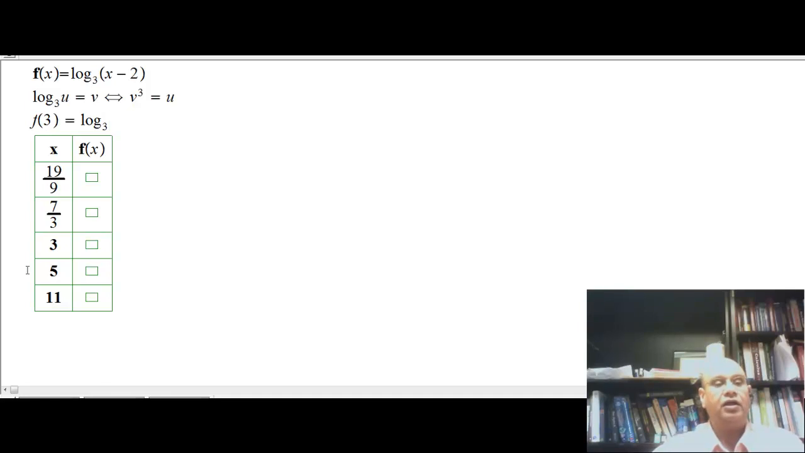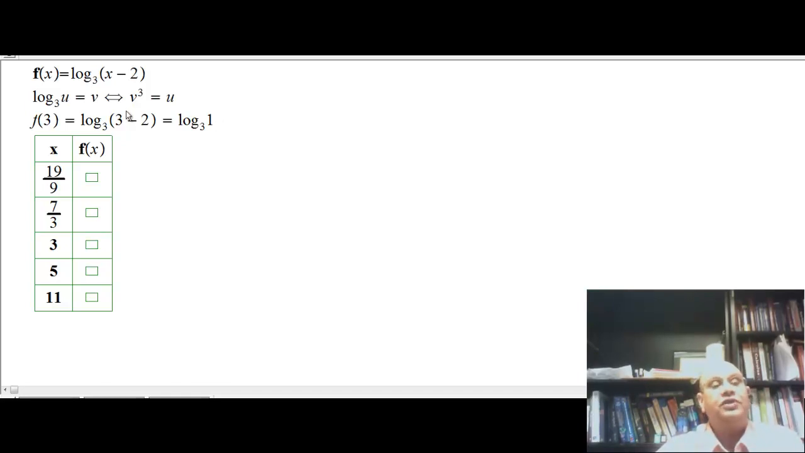I'm looking at this one. So what do I get? 3 minus 1, no, not 1, I'm sorry, 2. So log base 3 of 1 is what? 3 to which power is 1? 3 to the power 0 is 1, right?